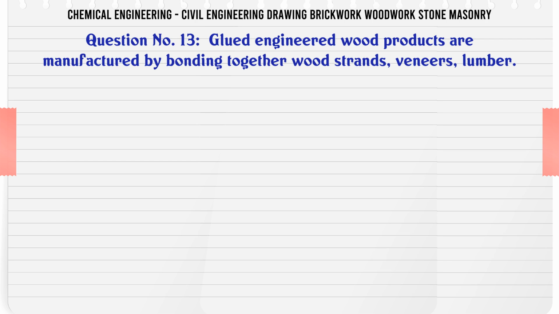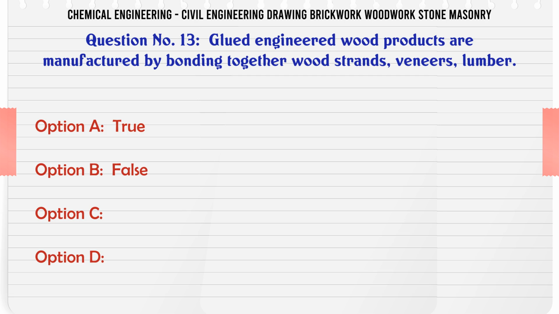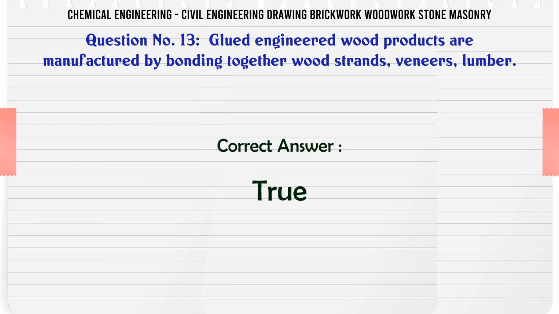Glued engineered wood products are manufactured by bonding together wood strands, veneers, lumber. A. True. B. False. The correct answer is true.